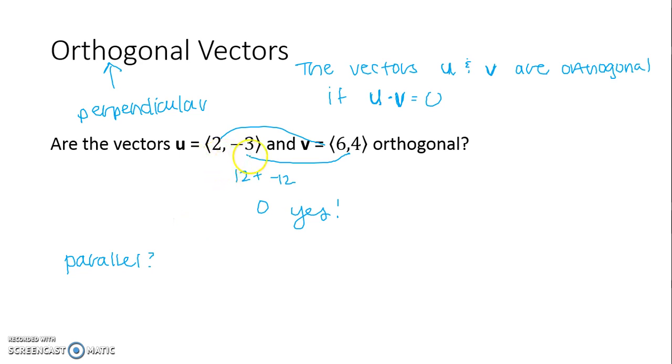Like this guy was right 2 and down 3, so my slope is the rise over the run. This slope would have been 4 over 6, which I would have reduced to 2 over 3. Those are not the same, so that one's not parallel. They're negative reciprocals, so they're orthogonal. I do expect you to do orthogonal by checking their dot products, but if it goes further and asks if they're parallel, make sure you're checking essentially what direction they're going in. If they go in the same direction, then yeah, they're parallel.